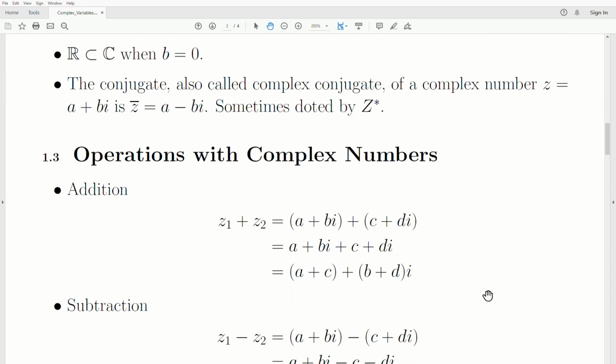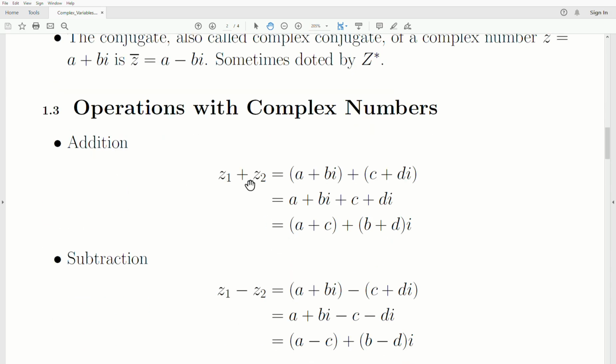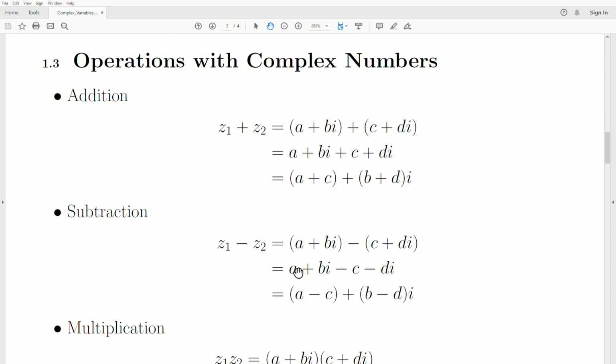Now operations with complex numbers. So addition of two complex numbers, Z1 and Z2. If Z1 is A plus BI and Z2 is C plus DI. Now really we don't need the parentheses, but that's just to illustrate that this is a complex number and this is a complex number. So it comes down, and then you add the real parts and you add the imaginary parts or components, and then this is the new complex number.